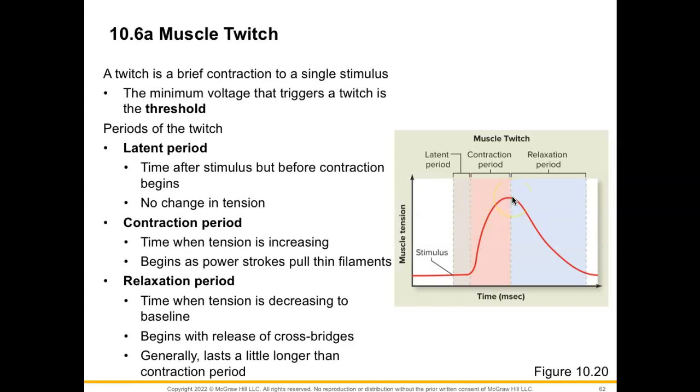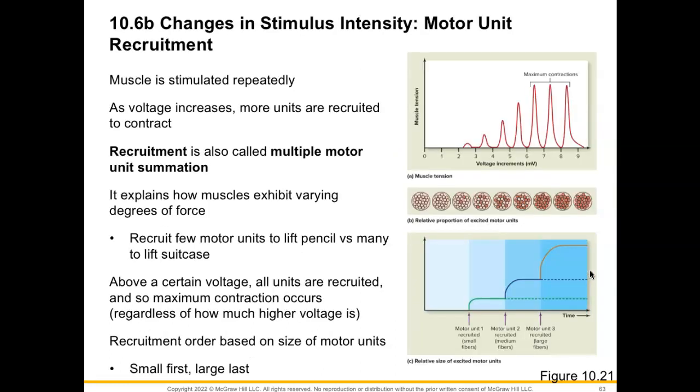After that, we will have a relaxation period. This is when tension is going to decrease back down to our baseline, and we start to see a release of all of those cross bridges, and generally this lasts a little bit longer than our contraction period. And we are going to be able to gain more motor unit recruitment as our muscle is stimulated repeatedly. So as the voltage starts to increase, and we could see this in the graph over here, we see that more motor units are being recruited to contract.